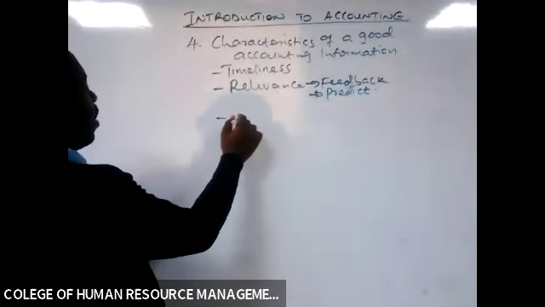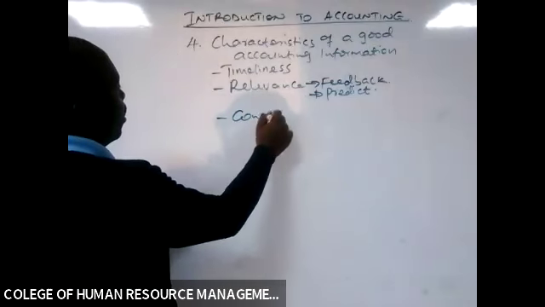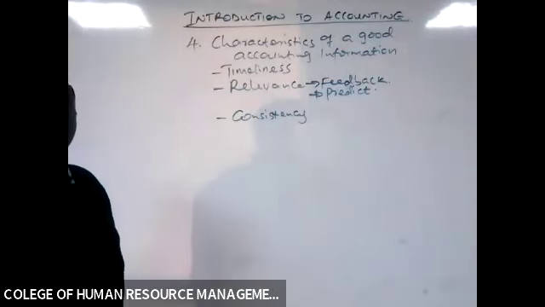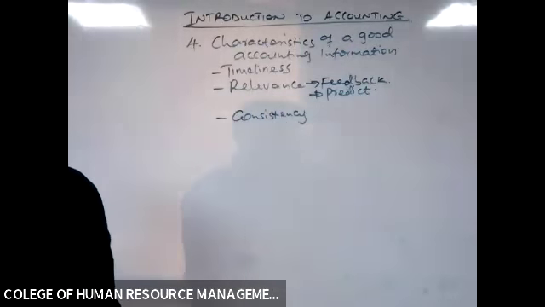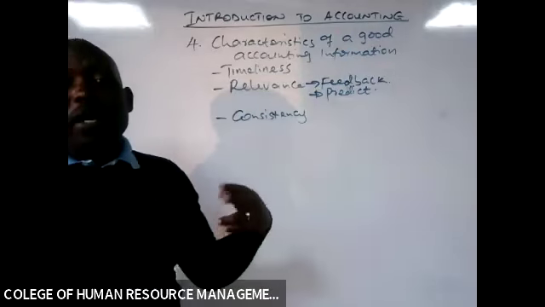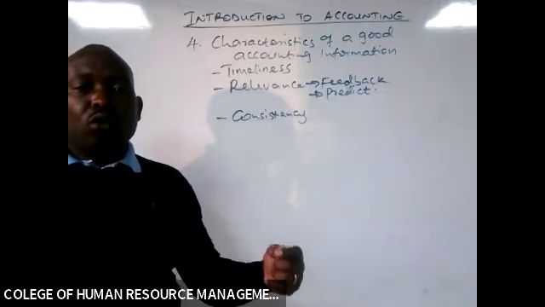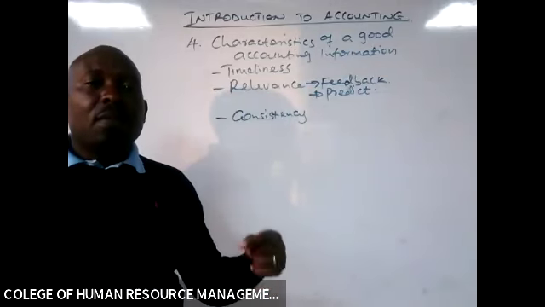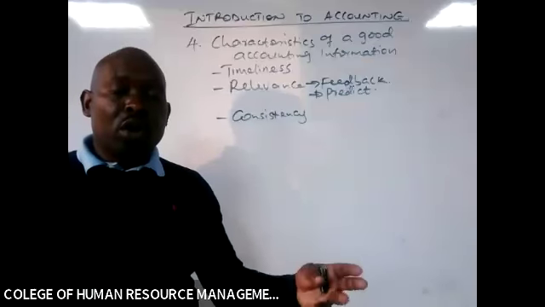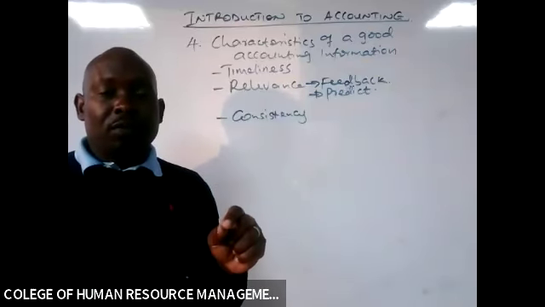Number 3 is the element of consistency. The characteristic of consistency. Accounting information should be prepared in the same manner. The business transactions should be treated in the same manner across the financial years. What we mean here is this. Sometimes the accountants can be presented with more than one option on how to deal with a transaction.